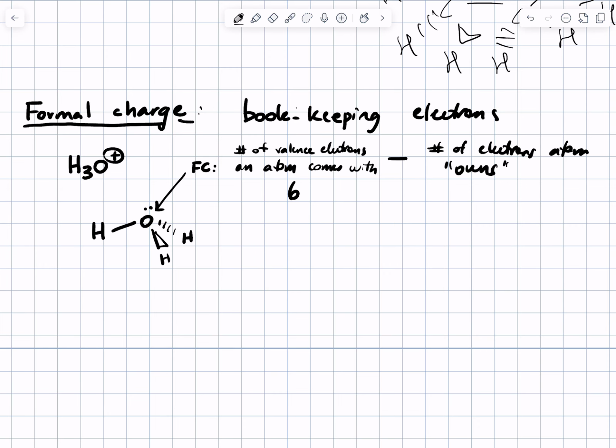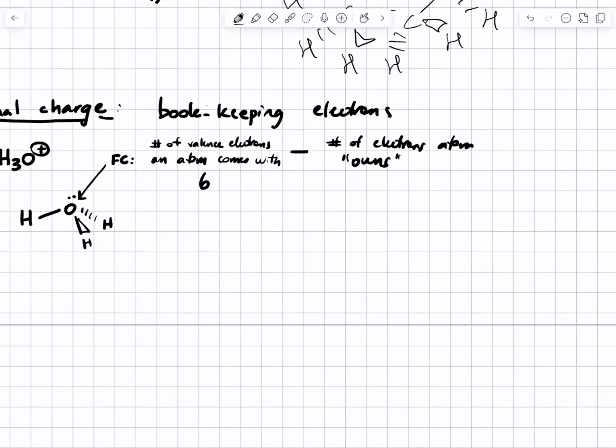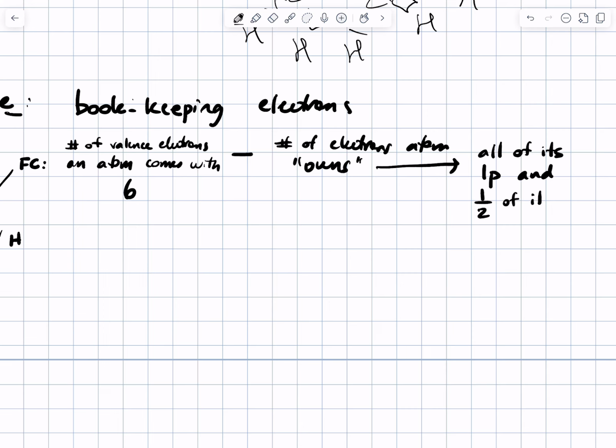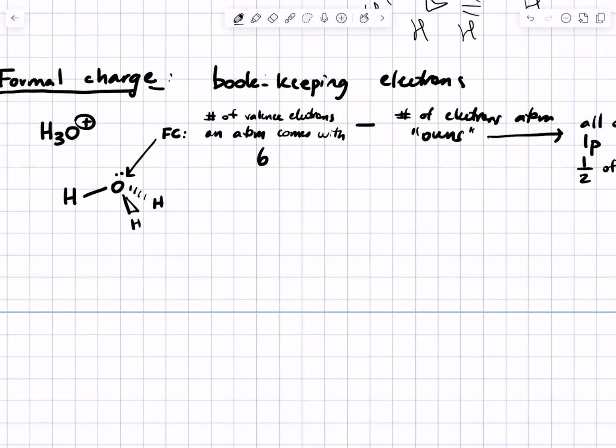What do we mean by that? It's a very legalistic definition. An atom owns all of its lone pair electrons and half of its bonded electrons. Those are the ownership rules. We're not talking about anything other than the convention for assigning formal charge.